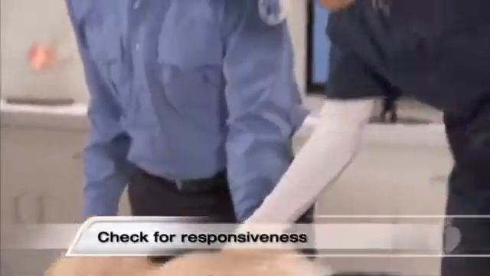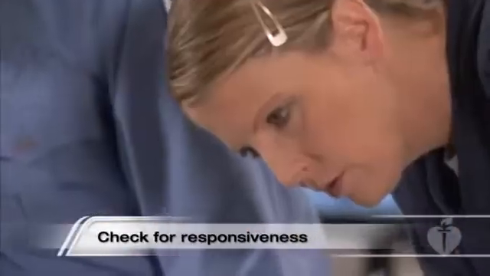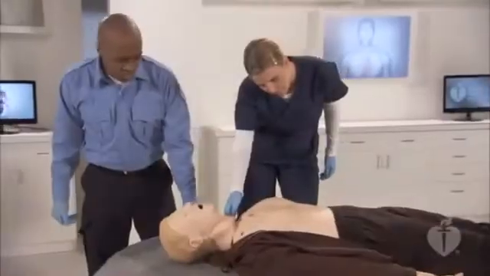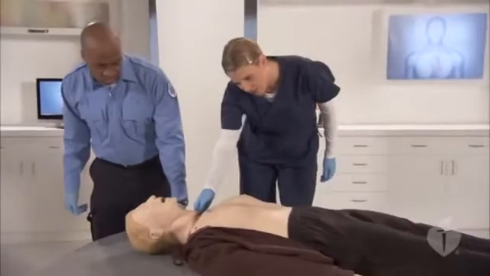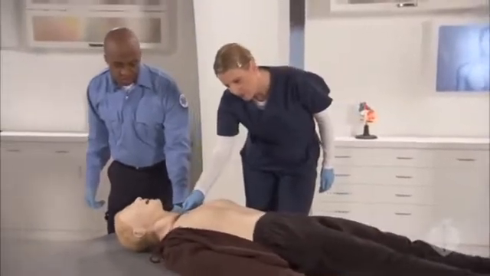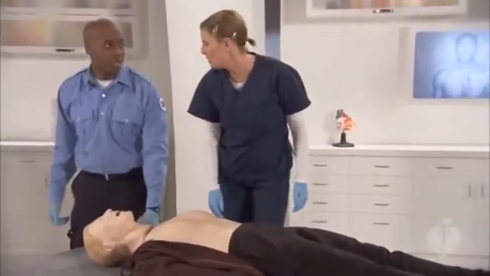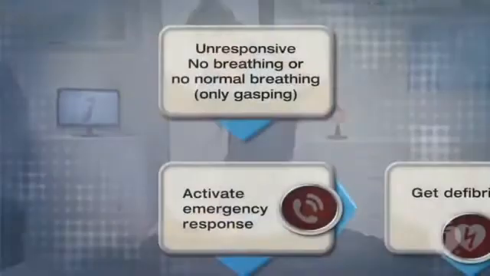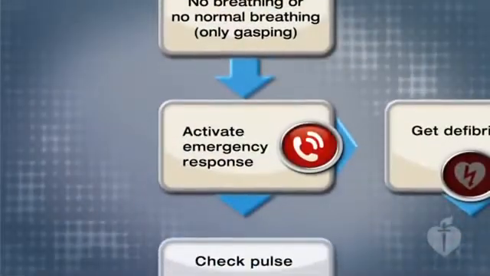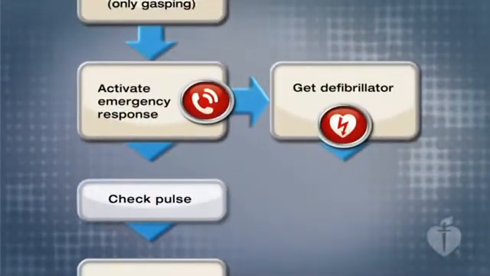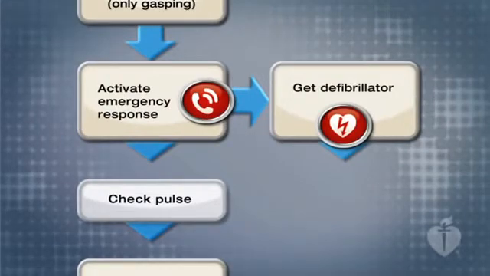Step 1, check for responsiveness. Tap and shout, "Are you all right?" Then scan the chest for movement. Here you're looking for absent or abnormal breathing. This can be no breathing or only gasping. He's not responding, and he's not breathing. Activate the emergency response system and get an AED. If the patient is unresponsive, then move to Step 2. Activate the emergency response system and get an AED.